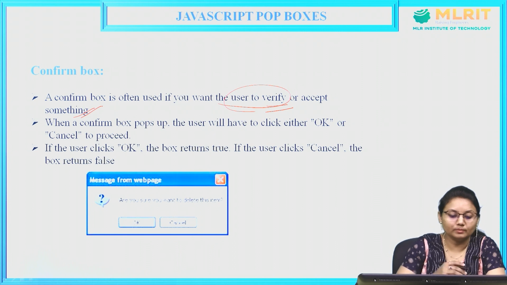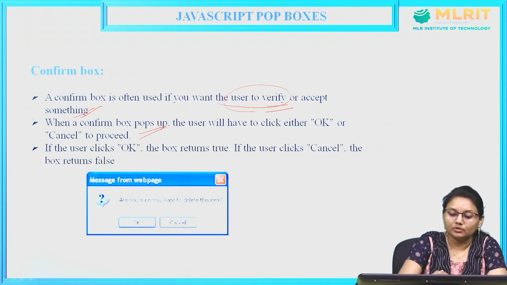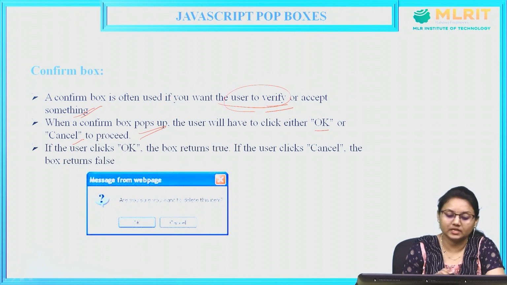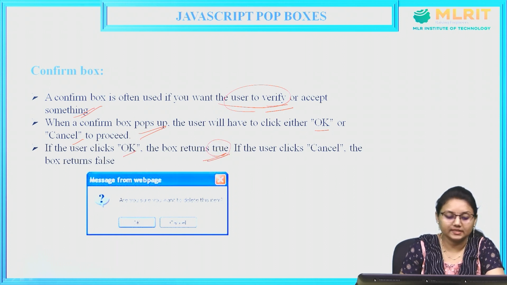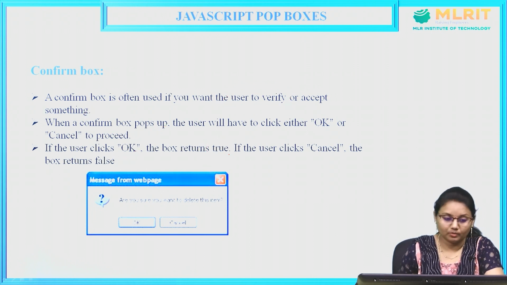When a confirm pop-up appears, the user will have to click either OK or cancel to proceed. Otherwise, that confirm box will be displayed as is. If the user clicks OK, the box returns true. If the user clicks cancel, then the box returns false. So, this is the confirm box.